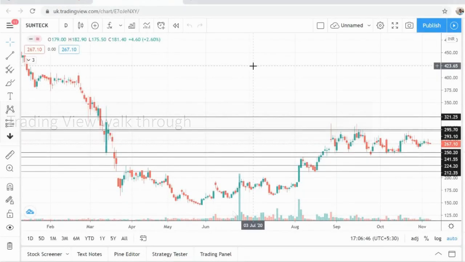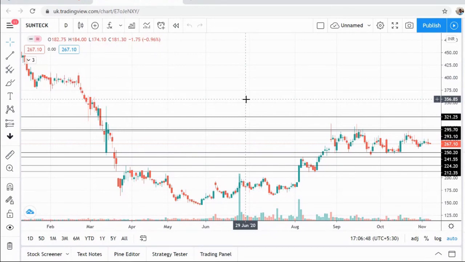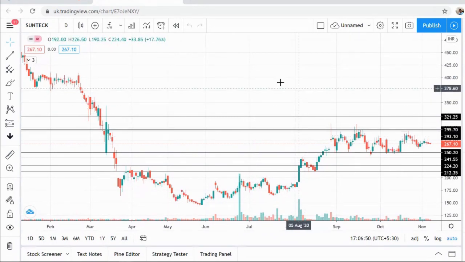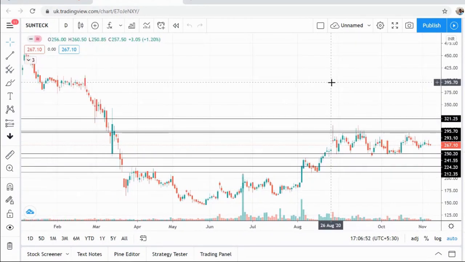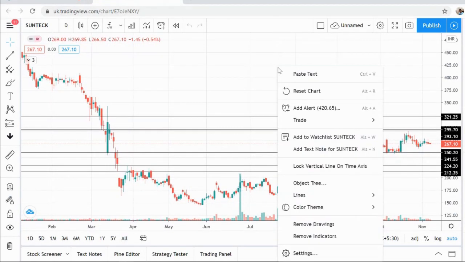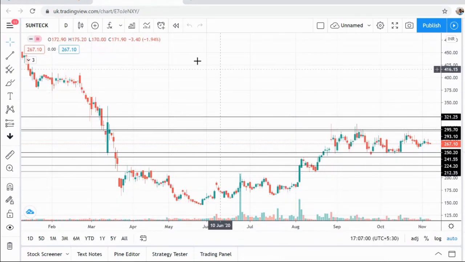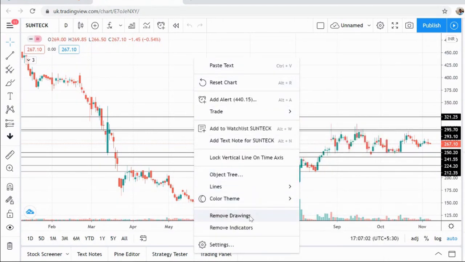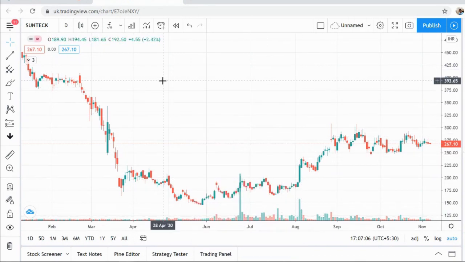Now let's see how to plot this on TradingView, and also we will be discussing how to navigate through that. Okay, this is the same chart we discussed last time. So these were the lines we identified and marked last time, right? I am removing these lines. To remove all the drawings, you can just right click, go to remove drawings and click it. Everything will go off.